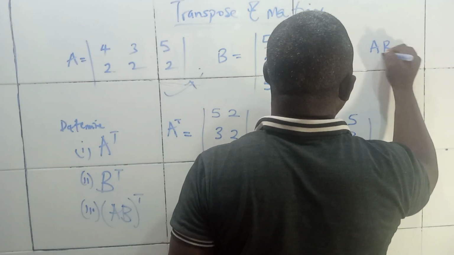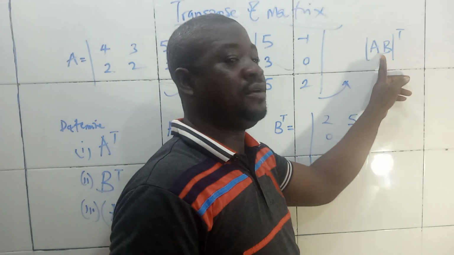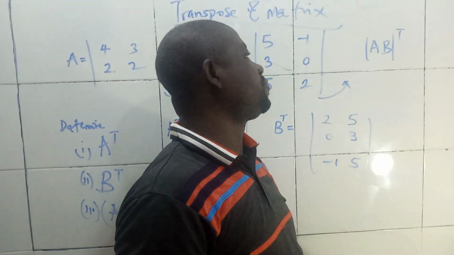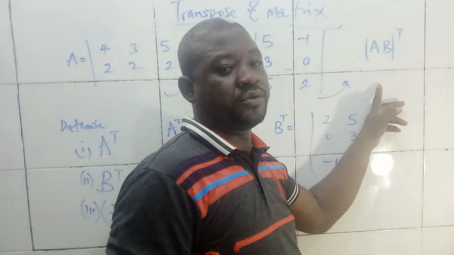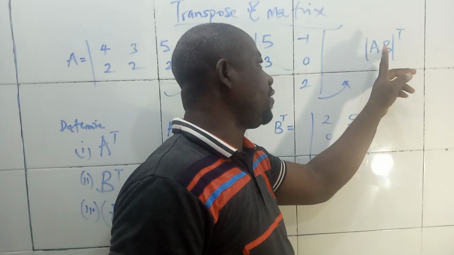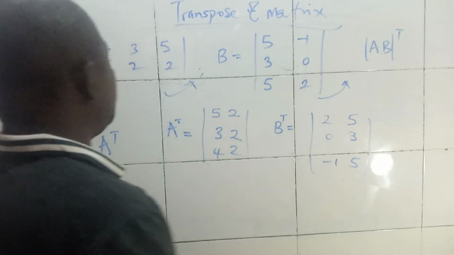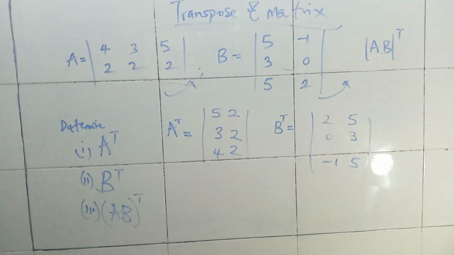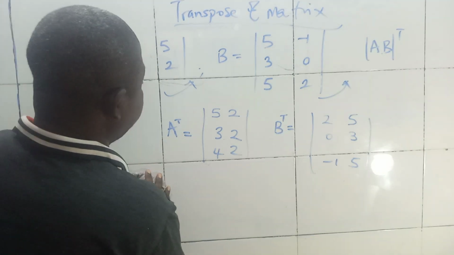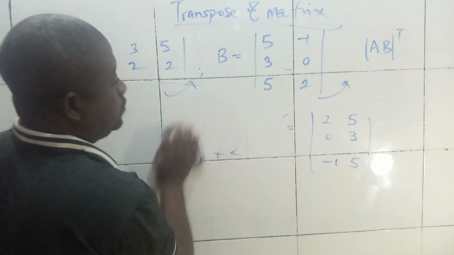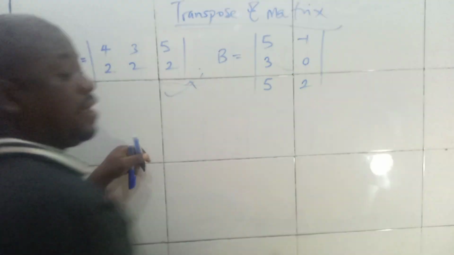But the question now says, find AB transpose. So it means that you first find the product of A and B. Whatever you get as your answer, then the transpose. You can say AB transpose. AB transpose is different from A transpose and B transpose. It means that you find the product of A and B, then the transpose of your answer. That is the meaning of what you have here. So if you want to solve for that, it's very easy to do. Just follow it. Very, very simple.